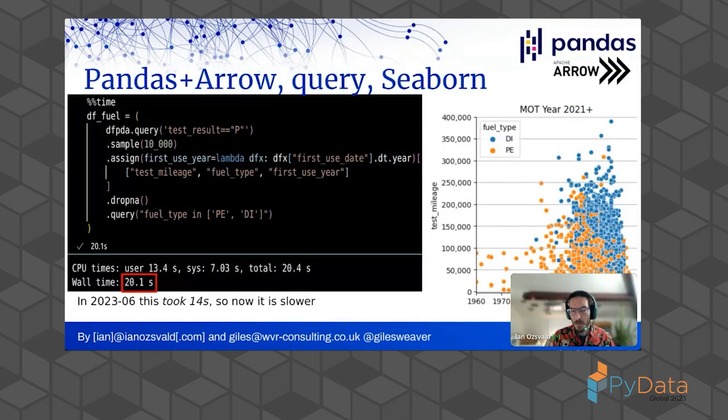If we have a different memory backend, do the rest of our tools work? We might assume and hope that they do, but who knows what the underlying memory requirements are. So here I did a query using Pandas and Arrow, so df_pda, the Arrow backend, for my Pandas data frame. I took all of the vehicles that passed on this in-memory data set that I had, took a subsample of 10,000, took out the first year of use, and then filtered just for petrol and diesel engines, and then plotted on a scatter chart on the right-hand side using Seaborn, the year of first use versus mileage.